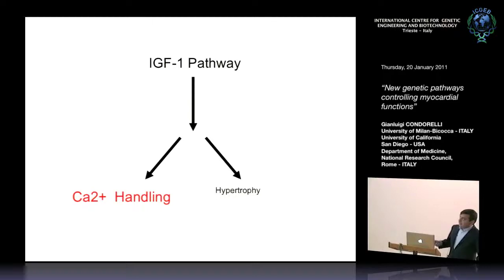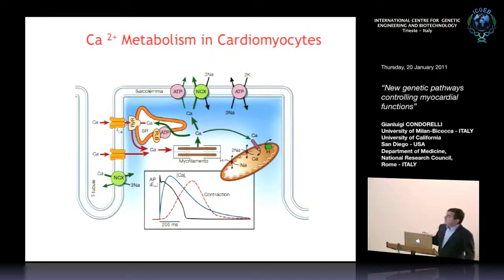I will very briefly tell you what our group found about this, that is, calcium handling. We were discussing before with Mauro that when the myocyte increases in size, you have to provide the same capacity of the myocyte to excite and contract. So when the cell becomes bigger, the capacity of the cell to handle calcium has to increase accordingly. To remind you of the calcium metabolism players in the heart, the key molecules are these. First of all, the L-type calcium channel, which mediates the entrance of calcium from the outside into the inside of the cell.